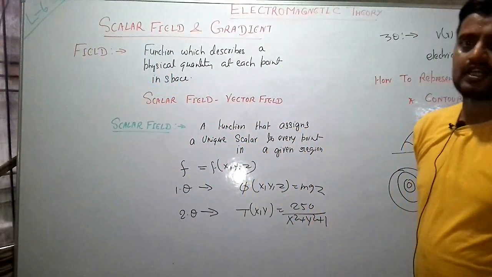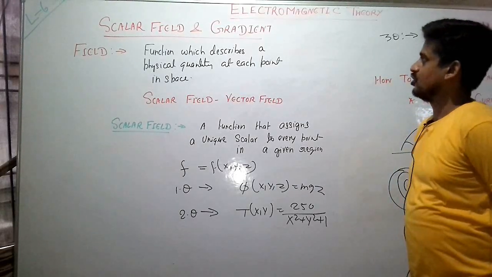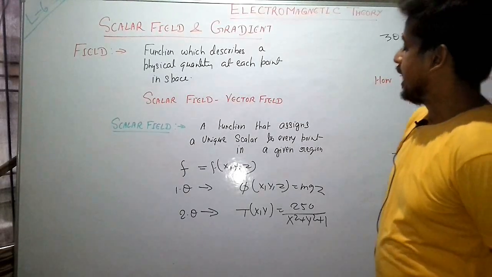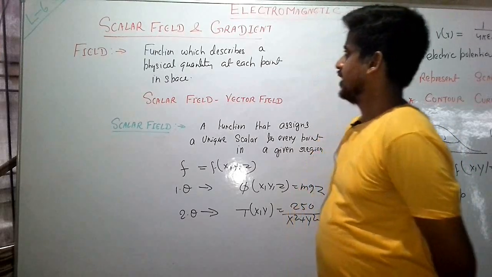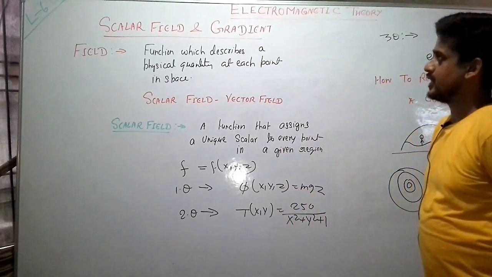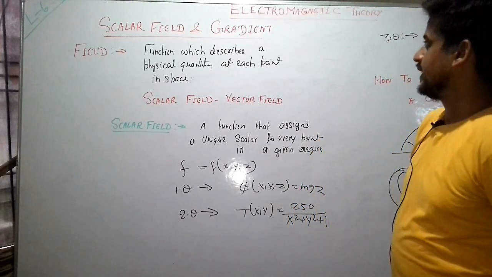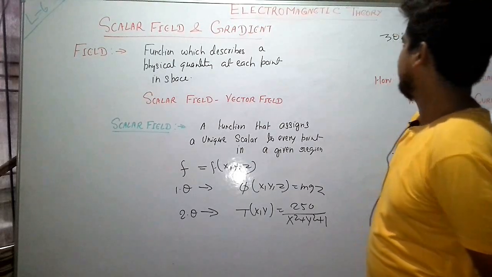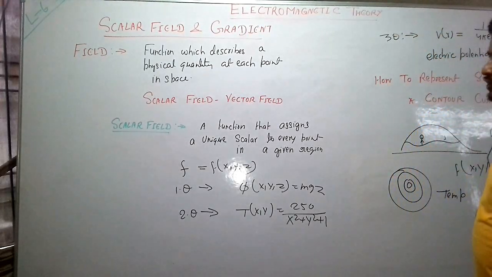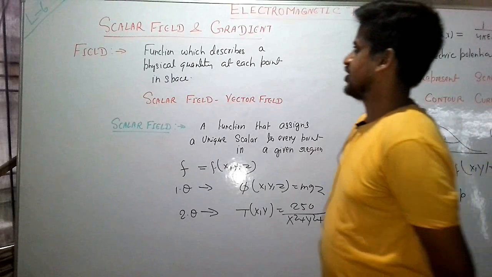This is the sixth lecture in this lecture series called Electromagnetic Theory, and from this lecture I am going to fully explore what you call the mathematical formulation of electromagnetic theory. So I will begin with the definition of field.